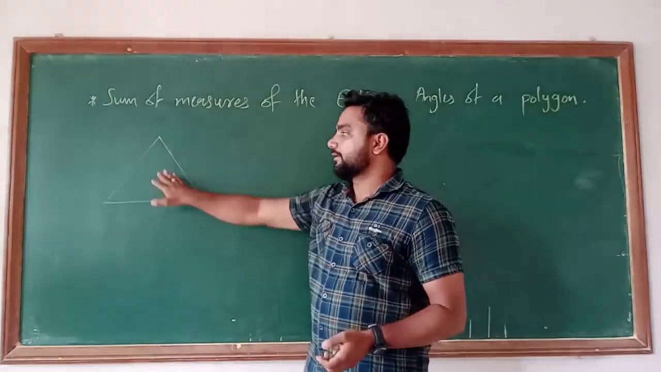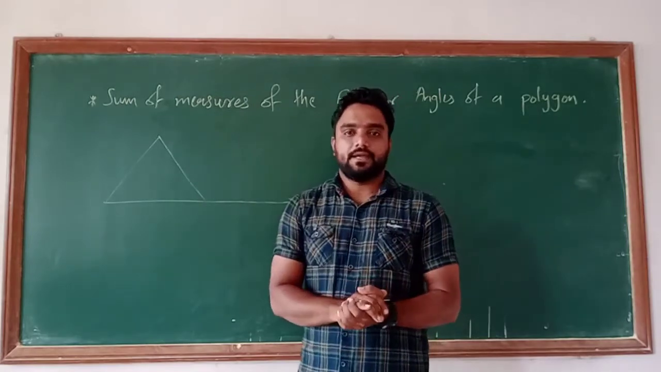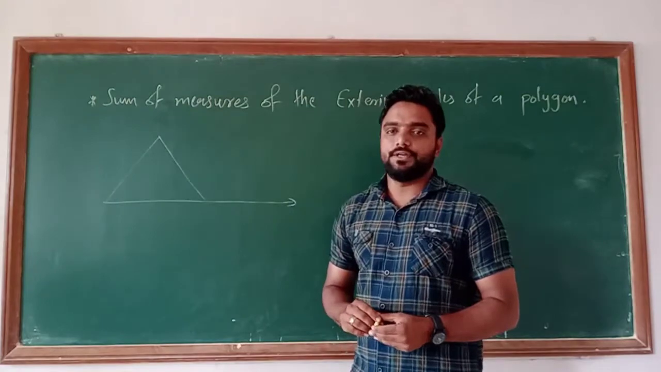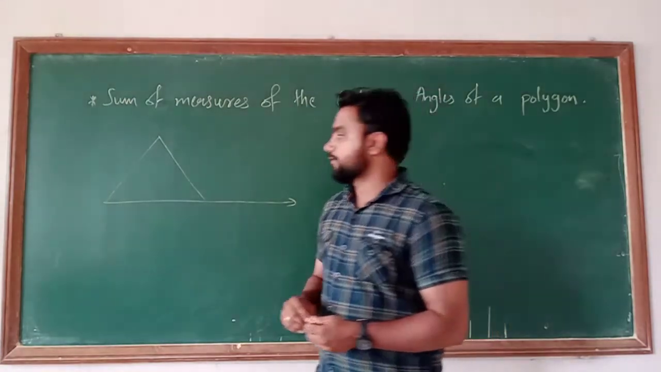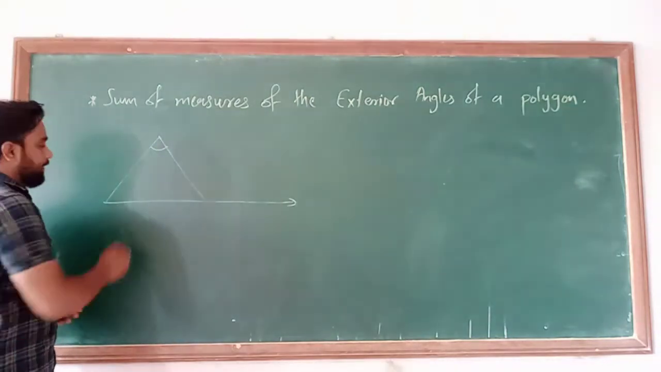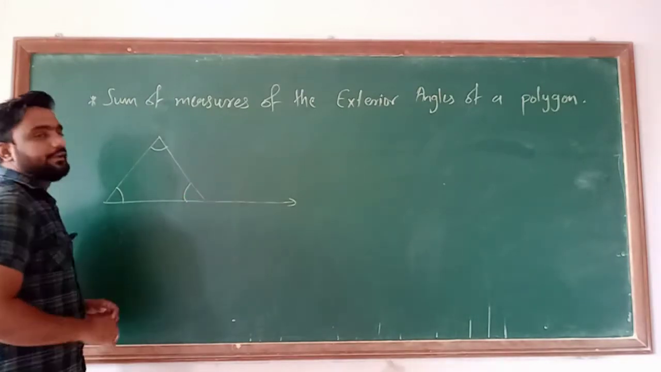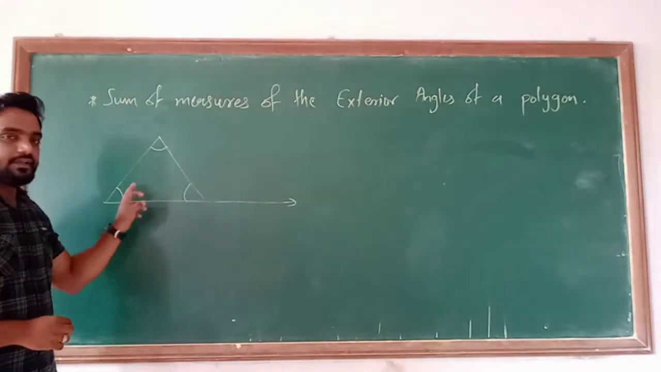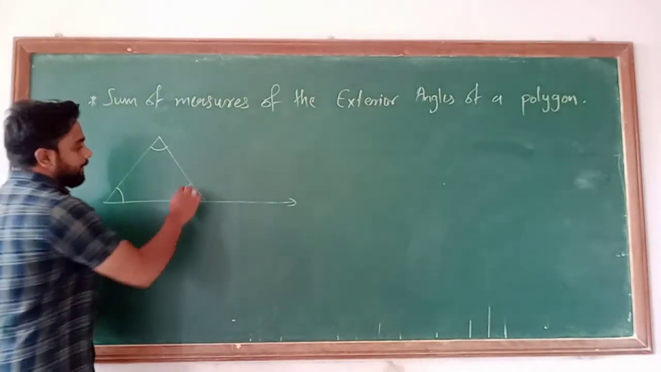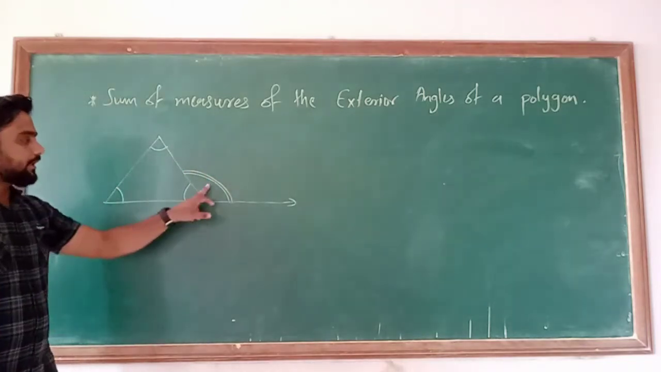Okay, so just see this figure. Which polygon is it? It is a triangle. Now, which are the interior angles of this triangle? This angle is considered an interior angle of this triangle. Here it is the interior angle, and this also is an interior angle. Why? Because these three angles are in the polygon, so they are called interior angles. And this angle is called the exterior angle of a triangle.